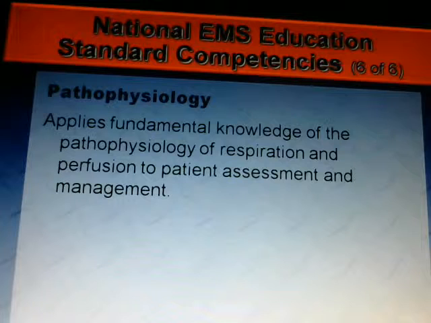We're talking about some pathophysiology. It applies to the fundamental knowledge of the pathophysiology of respiration and the perfusion of the patient assessment and management.